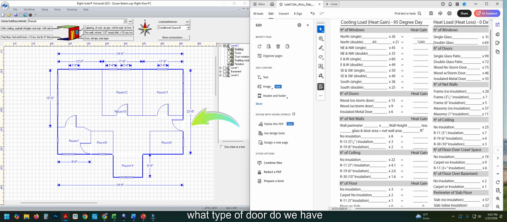First off, what type of door do we have? Is it a wood door? Is it a wood door with a storm door? Or is it an insulated metal door? And yet again, we will take the square footage of that door, and we will put that value in here.